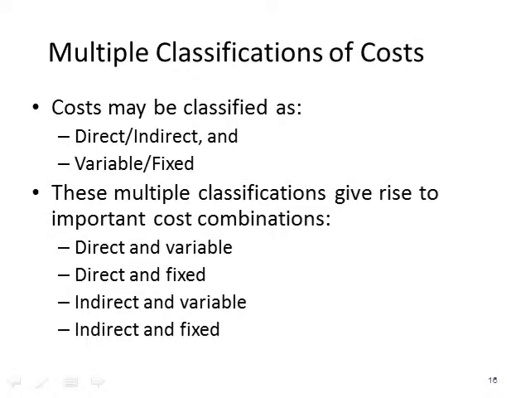So we've introduced two major classifications of cost, the direct and indirect, and the variable and fixed. As a result of that, we can have the following combinations of costs: direct and variable, direct and fixed, indirect and variable, and indirect and fixed.